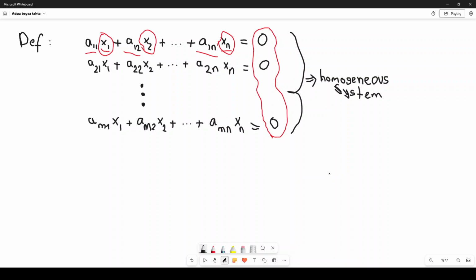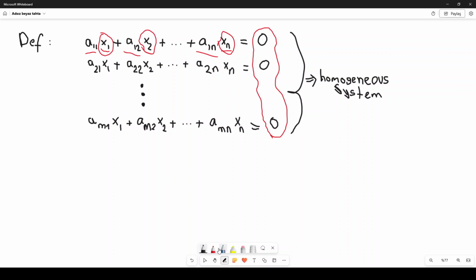A homogeneous system is actually a special case of a system of linear equations where we have all zeros on the right hand side of the equations. In other words, we have an m by n system: m equations and n unknown variables, and we have zeros on the right hand side of all equations, as you see.